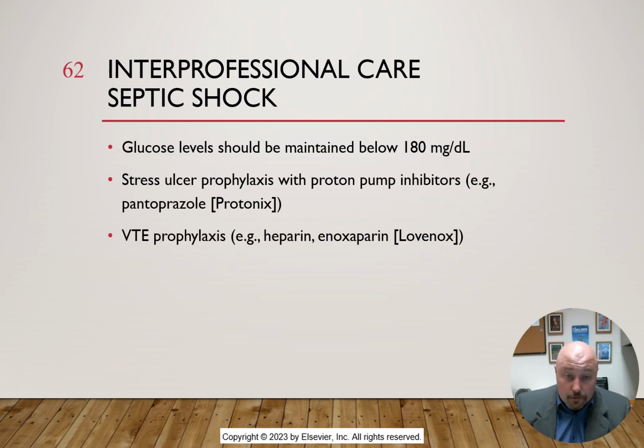Glucose levels should also be carefully monitored in septic shock and maintained below 180. Stress ulcer prophylaxis with proton pump inhibitors may also be indicated, along with venous thromboembolism prophylaxis, such as heparin or Lovenox.